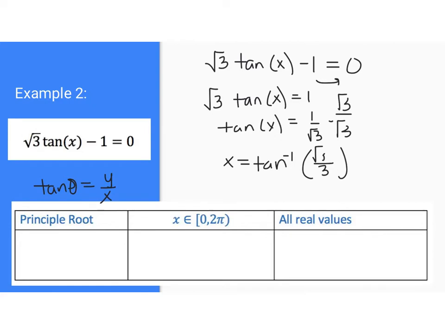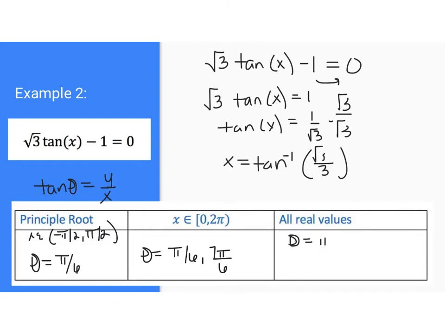If I'm looking for the principal root, again the principal root for tangent is from -pi/2 to +pi/2. So the principal root for tangent would be pi/6. If I want all roots between 0 and 2 pi, my answer is going to change to pi/6, and look on the other half of the spike, 7 pi/6. If you change it to all real values, now we're just going to have that first answer plus pi k, because those are on the same spike. They're exactly 180 degrees apart.